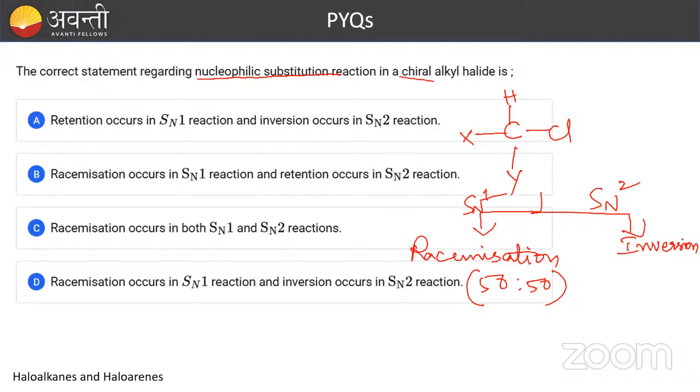And also I told that inversion is called umbrella inversion, right? So the 100% inverted product we will get in SN2, but a 50-50 mixture we will get in SN1. So which is the correct answer? Option D. Racemization occurs in SN1 and inversion of configuration occurs in SN2. So do you guys remember this configuration point which I quoted when I was teaching SN1 and SN2? Can you recall?